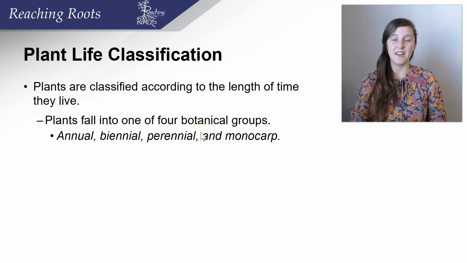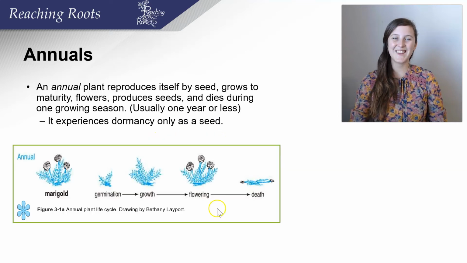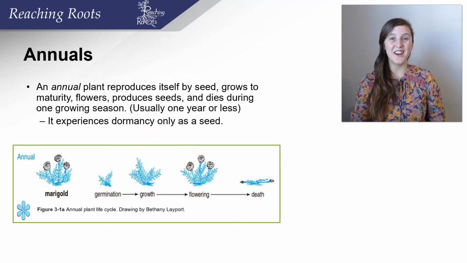Plants are classified according to how long they live. The four main types of plant classification are annual, biennial, perennial, and monocarp. Annual plants are usually very colorful and beautiful, but they only live for 1 year. The seeds germinate, and then the plant grows, the plant flowers, and then it dies. The only way for this plant to go to the next generation is to produce seeds so that they can grow the following year. If you want to grow annuals, you have to keep buying them every year.